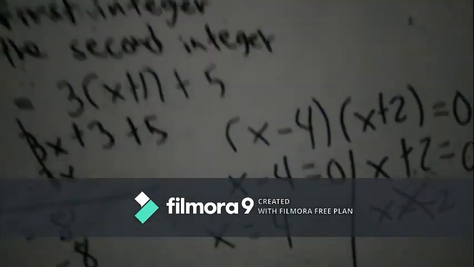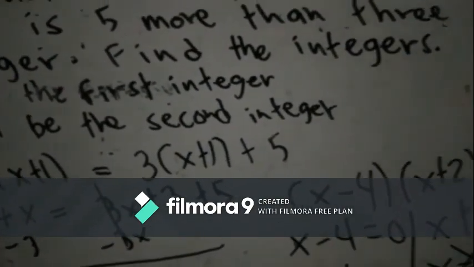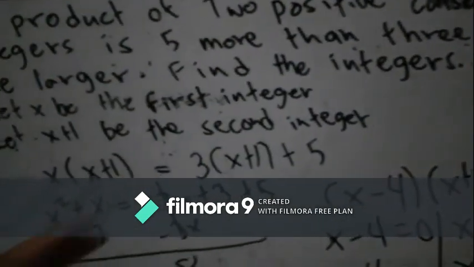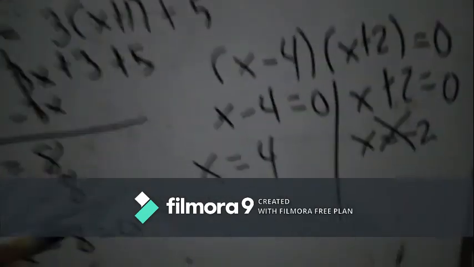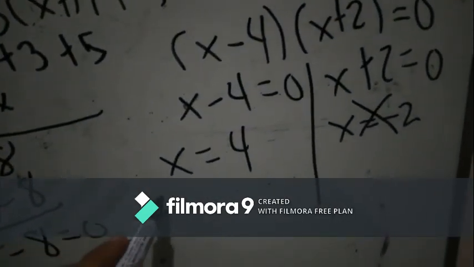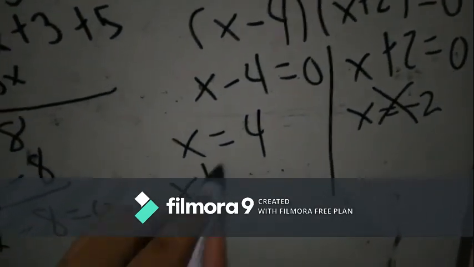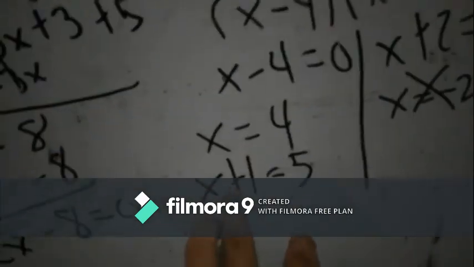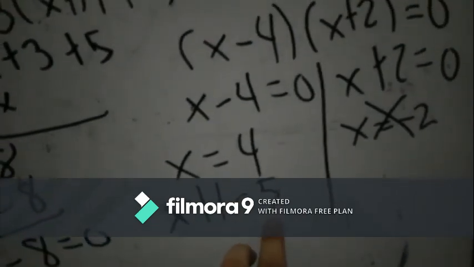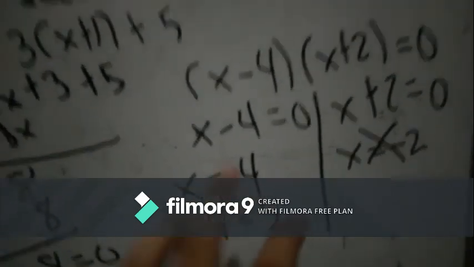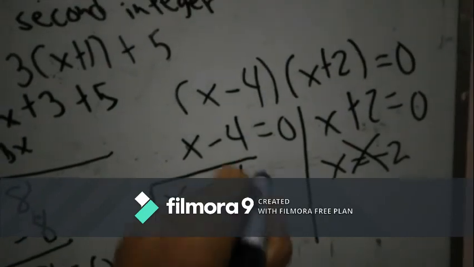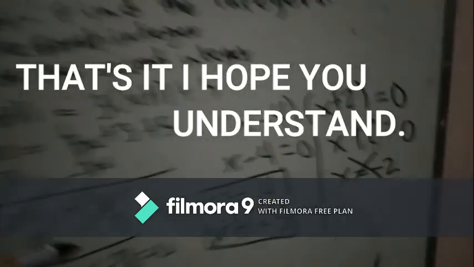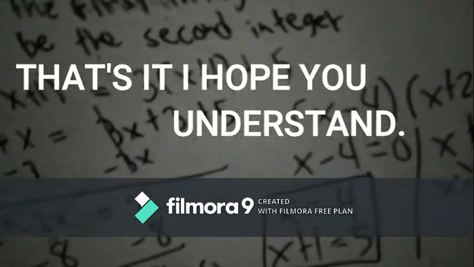But if we go back to the problem, 3 times 5 will become 15, then 5 more than is 20. So x plus 1 equals 5. If this is our answer, because it's the larger integer, so this is our larger integer. So if this is our answer, 5 times 4 equals 20. So our answer is correct. So this is our final answer. The two positive consecutive integers are 4 and 5. So that's it. Thank you. I hope you learned something.